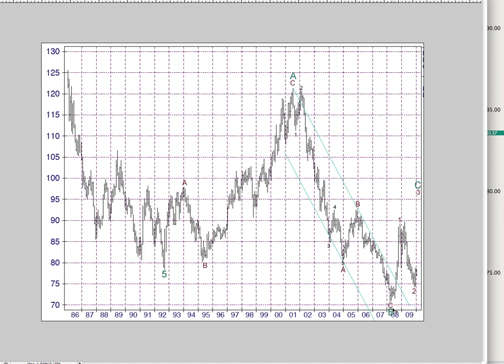A, B, C 3-wave structure for cycle degree wave B, really nicely contained in these aqua trend lines here, drawn using Elliott's channeling technique. First up, from the start of A to the end of B, a parallel copy placed on the end of A contains this downwards movement for wave B at cycle degree that ended early 2008. Thereafter, we've got a very clear, obvious breakout of this trend channel, and this chart's a little old.